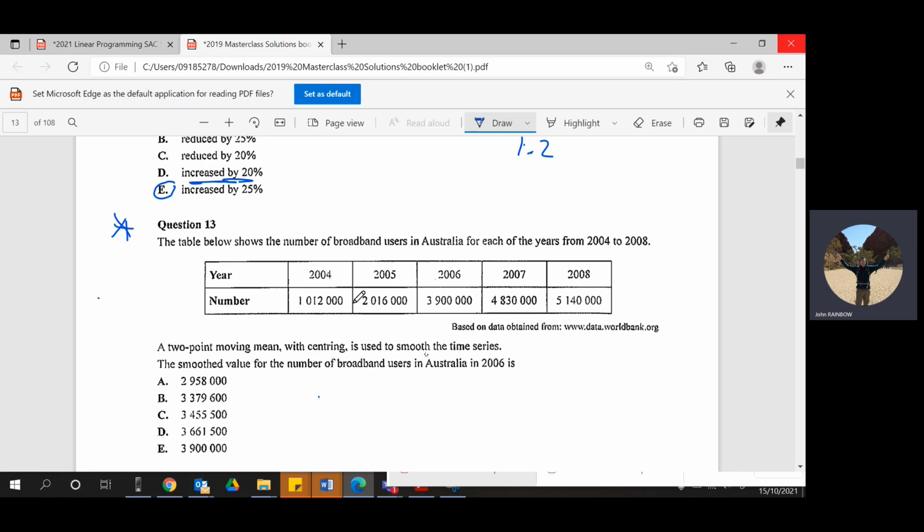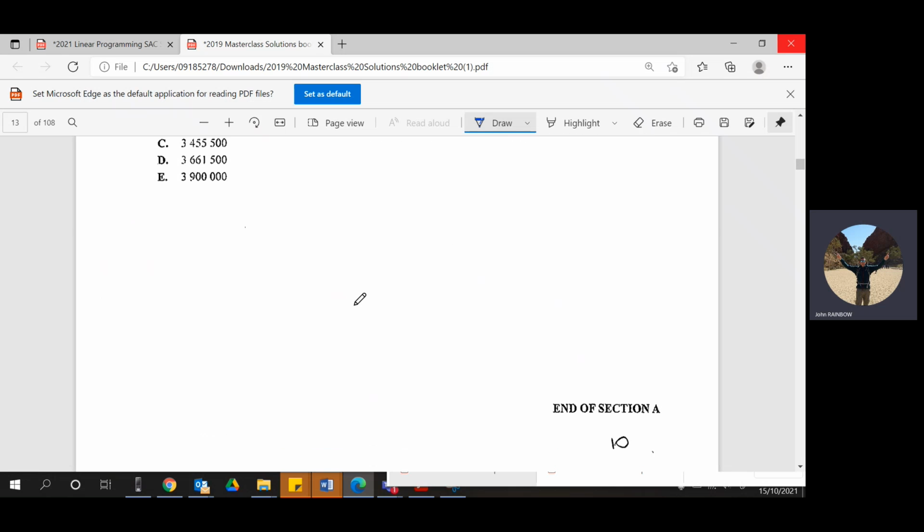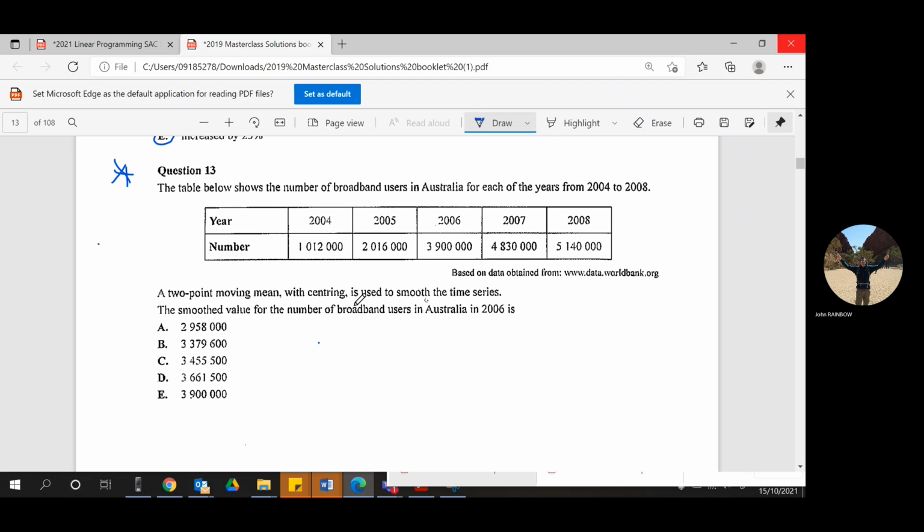Hang on. Did I get that right? Is it page 10? Yep, question 13, please. You can probably see why I'm doing these in this sequence for a reason. Sort of putting the two common ones together. Ah, this one's mean, right? The other one was median.